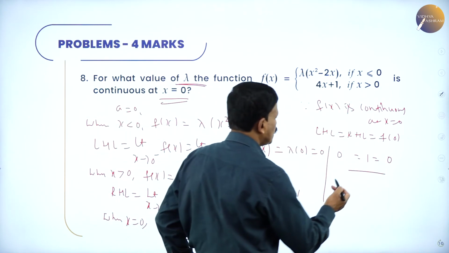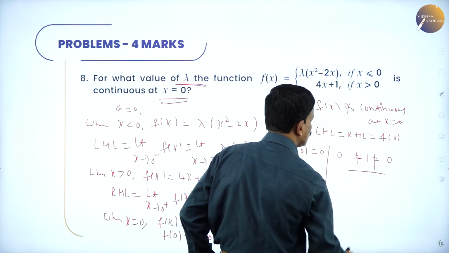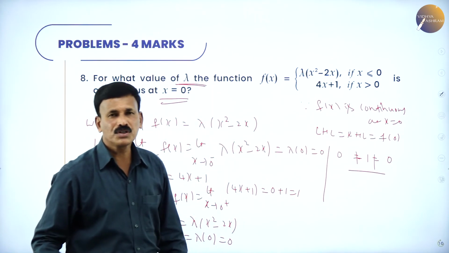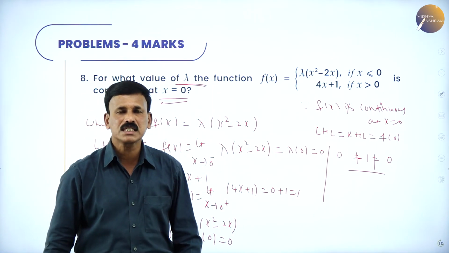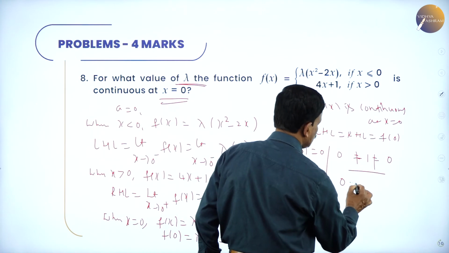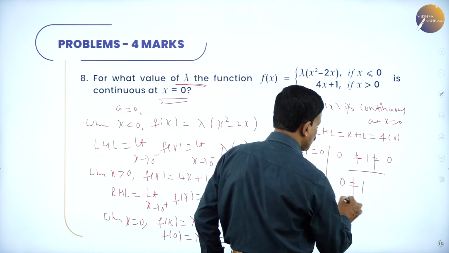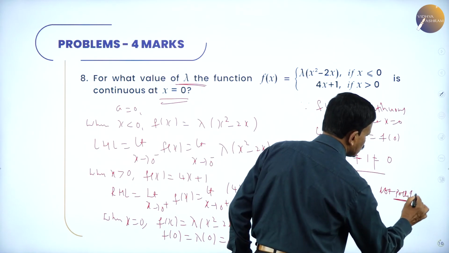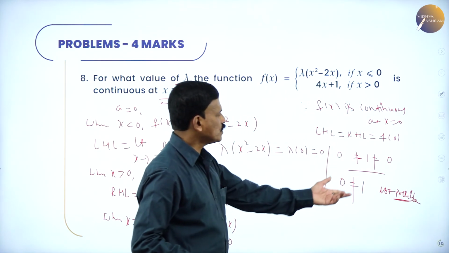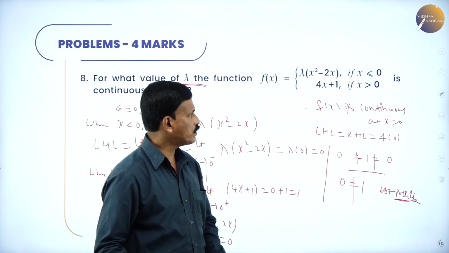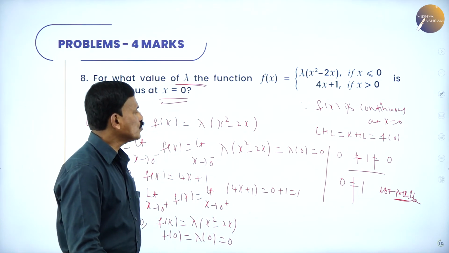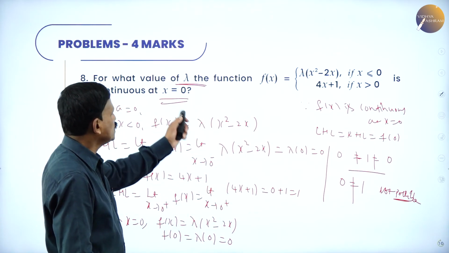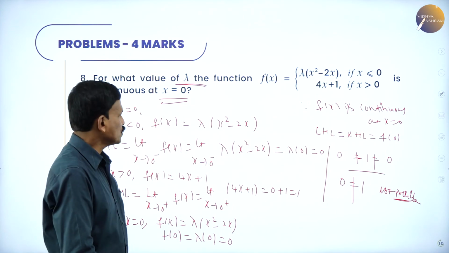Left hand limit and right hand limit are not equal. So for no value of lambda is it continuous. 0 is equal to 1, this is not possible. So 0 is not equal to 1. So, for no value of lambda is this continuous at x is equal to 0.